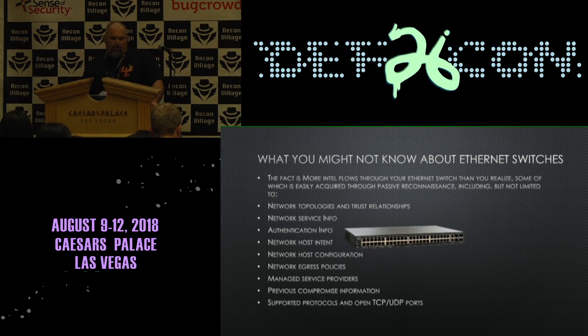Network service info: what kind of network services are running out there? Authentication information actually gets spilled on switches. Network host intent: is it a DMZ server, is it a dual-homed server, is it a workstation, things like that. So for example, I might not know what 1sec2awg3p is, that doesn't mean jack diddly, but the switch that I'm connected to may actually tell me that this is the advanced warfare group password reset server, and suddenly that's very useful intelligence.